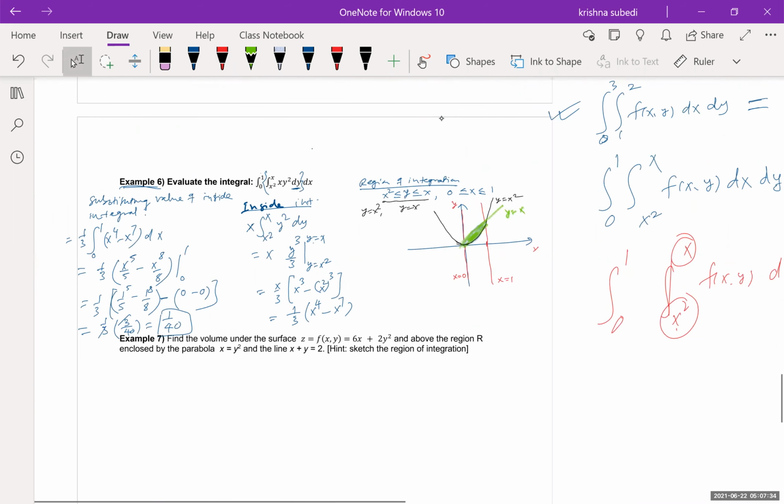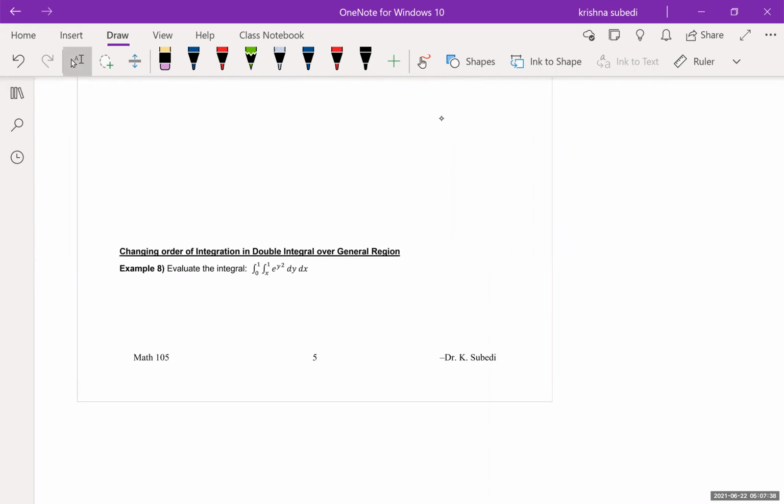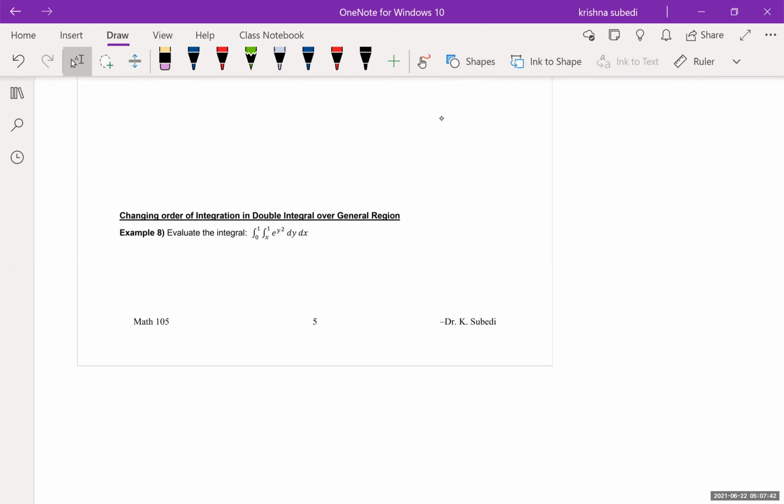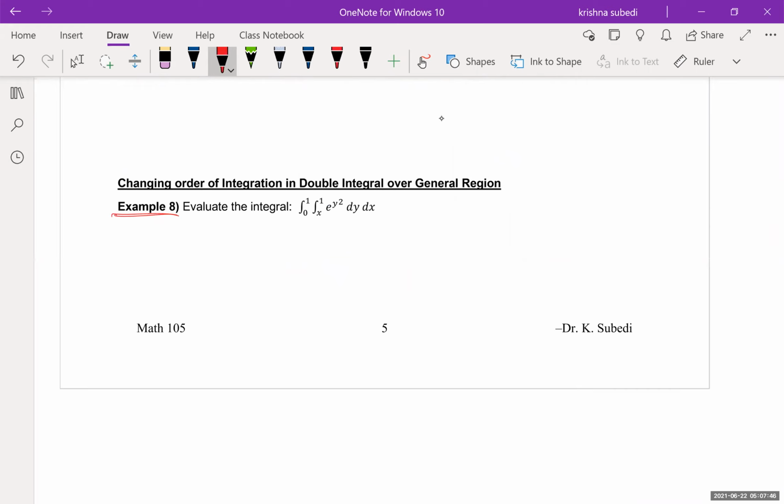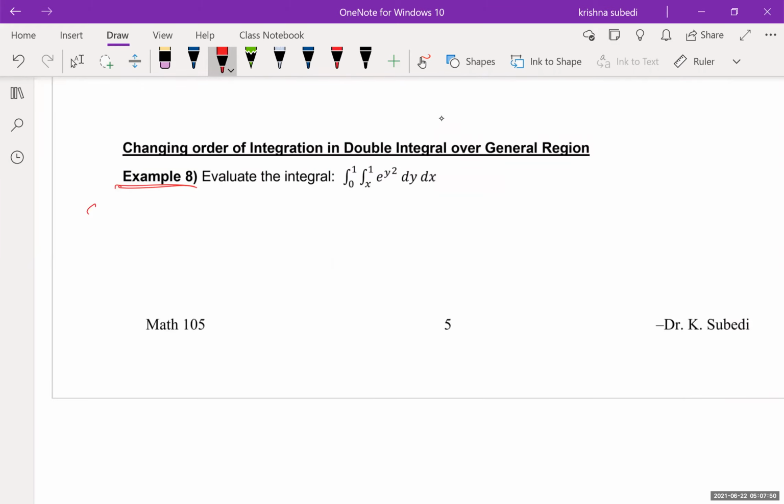Okay, let's look at example 8. Evaluate the integral. In this case, your inside integral is x to 1 e raised to power y squared dy. Now, can you please find the integration of this? If you're not able to solve it, that's okay, not a problem, because there is no exact formula that we can apply to evaluate this integral. So this integral cannot be evaluated exactly.